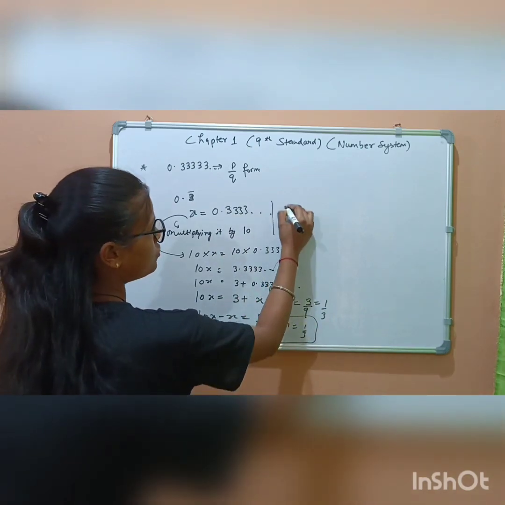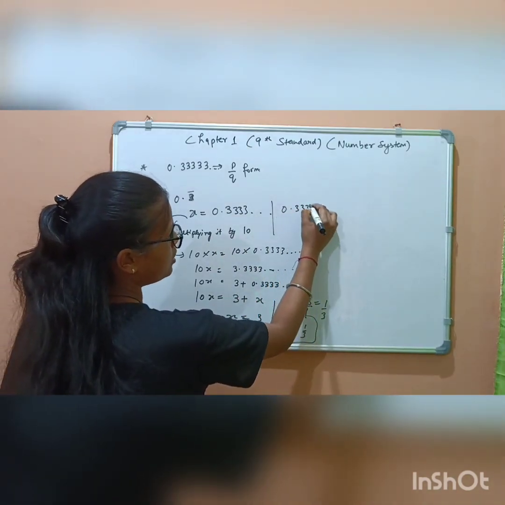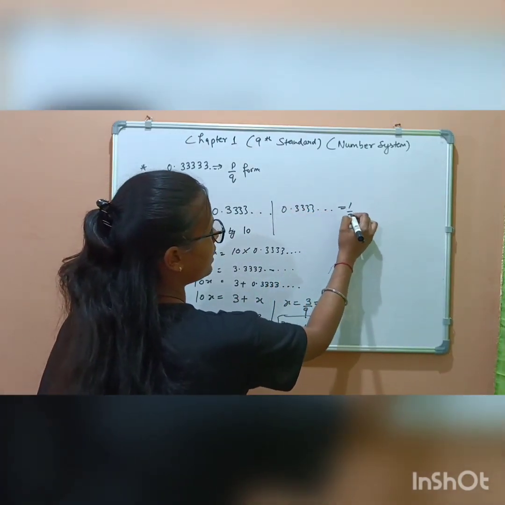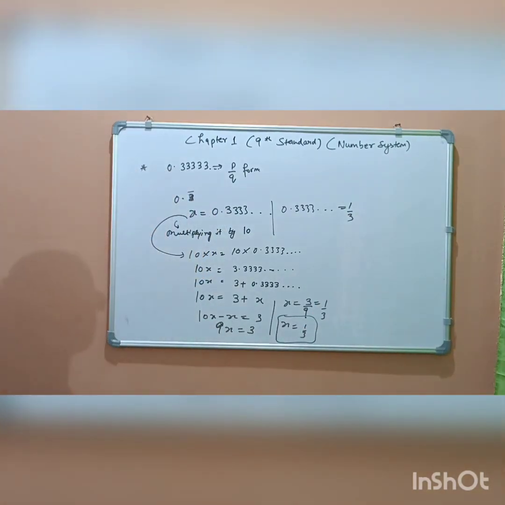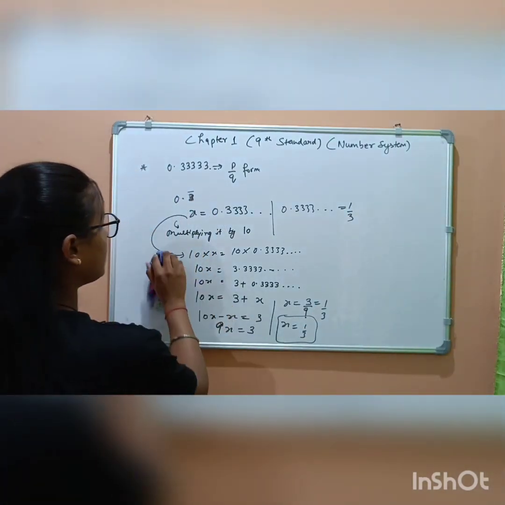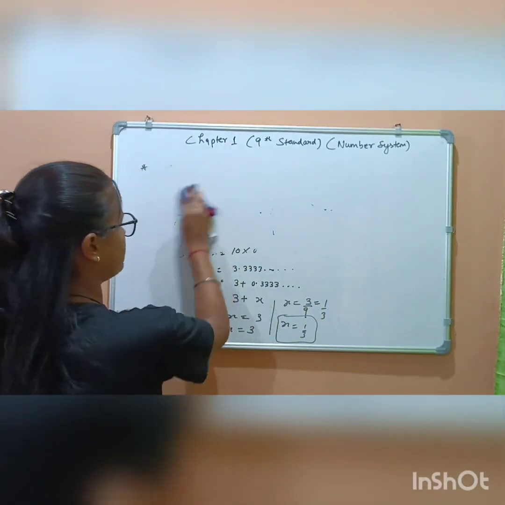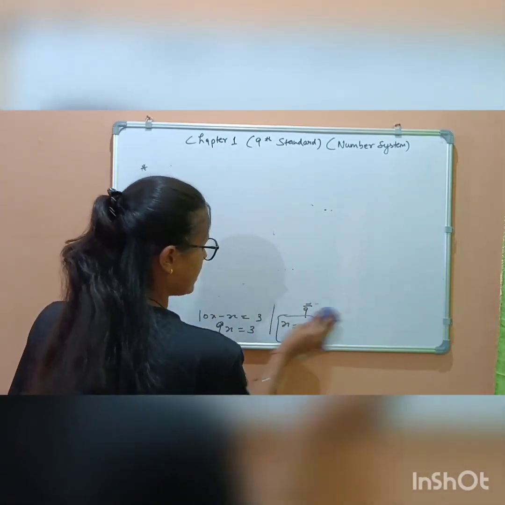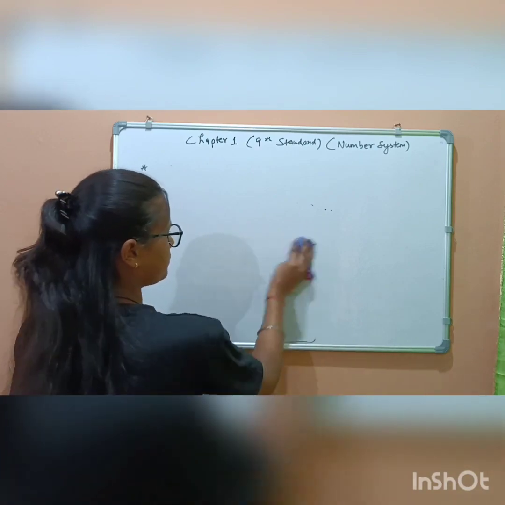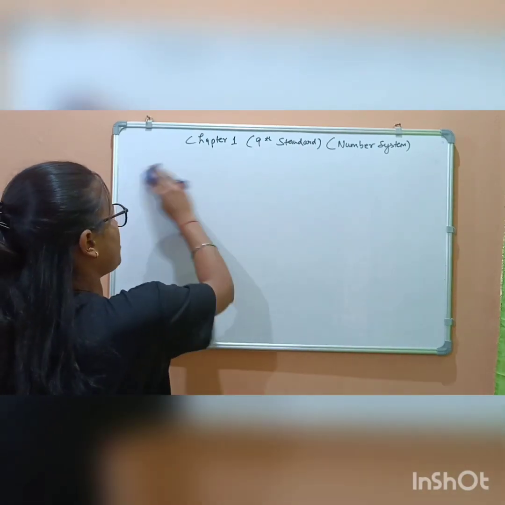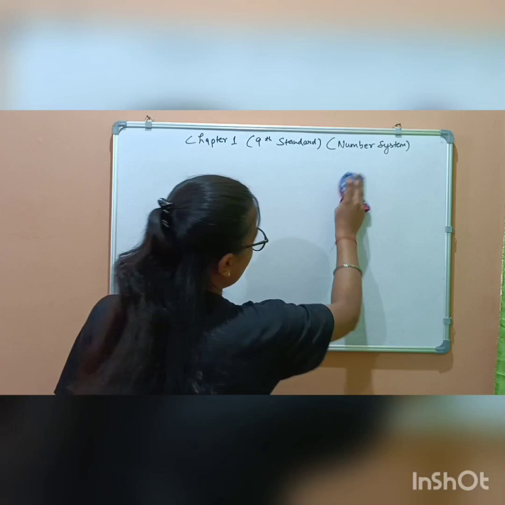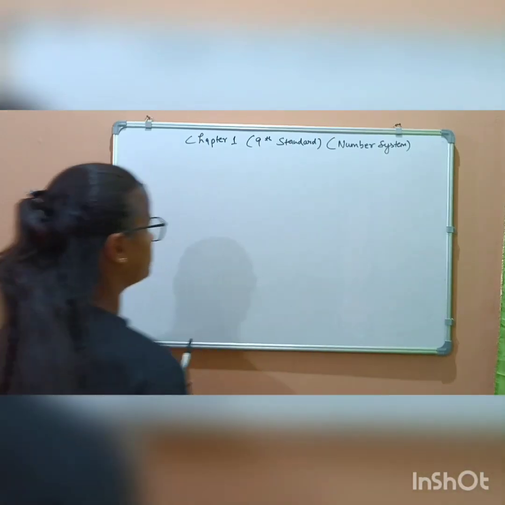So 0.33333 is nothing but 1 by 3. I hope it's clear. If it's not clear, let me explain with the help of another example, which is also an NCERT example. This first chapter is very easy. You guys need not be worried about this.